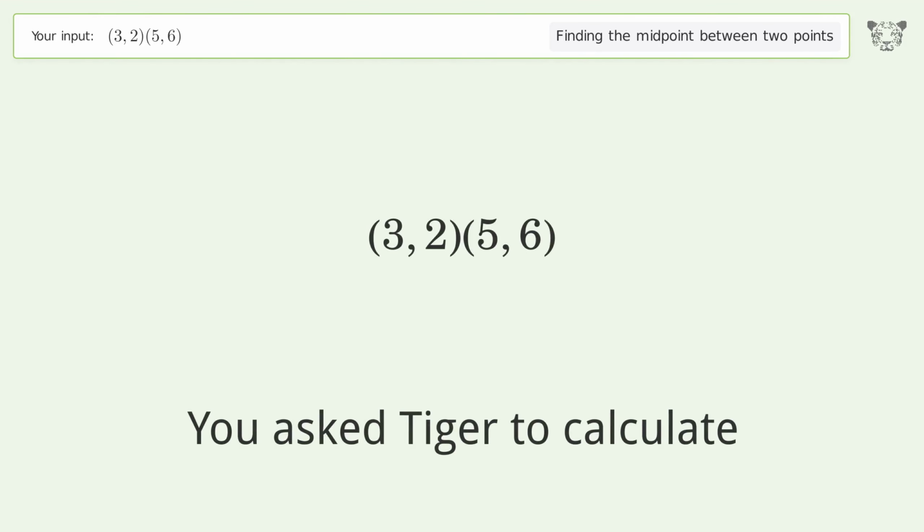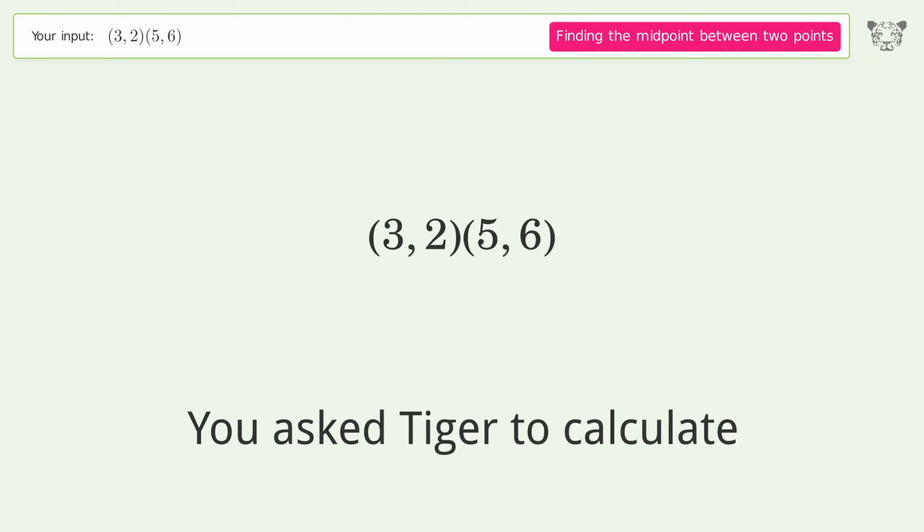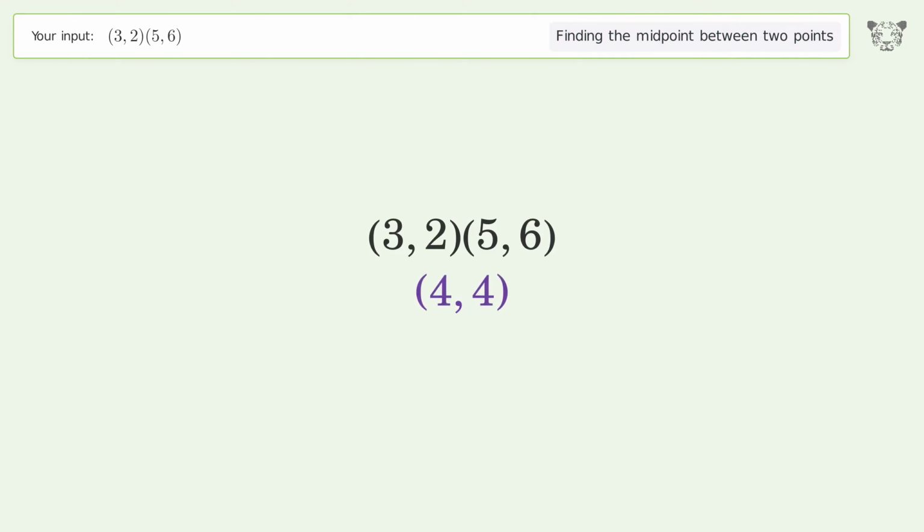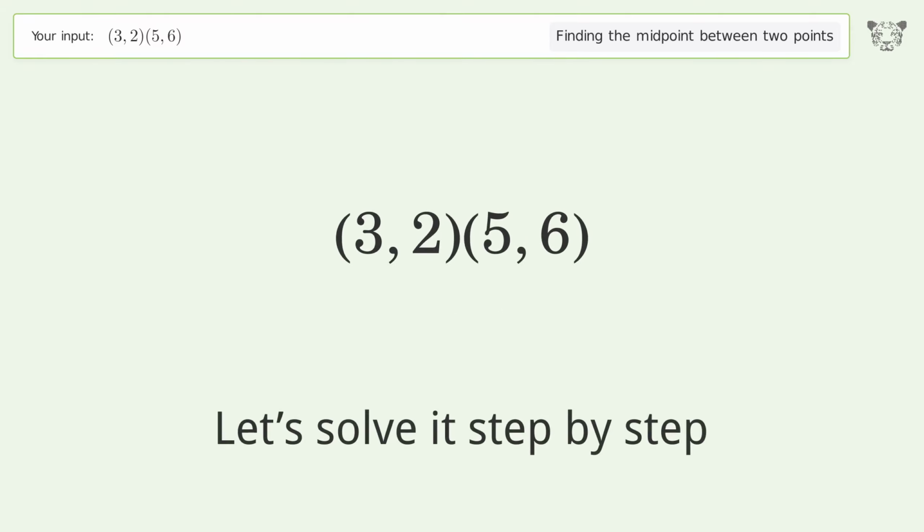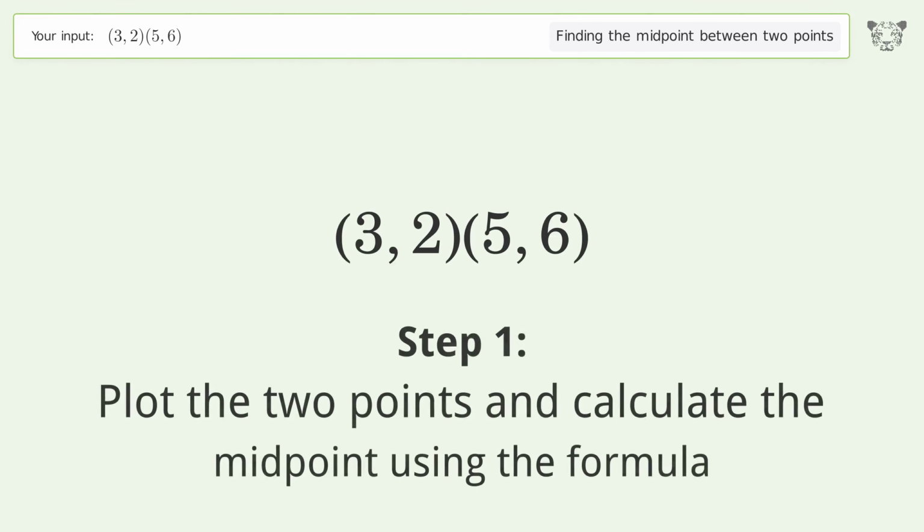You ask Tiger to calculate. This deals with finding the midpoint between 2 points. The midpoint between the 2 points is 4, 4. Let's solve it step by step. Plot the 2 points and calculate the midpoint using the formula.